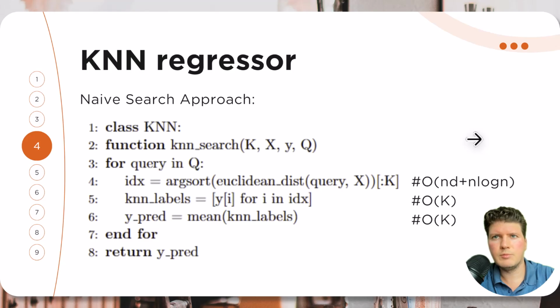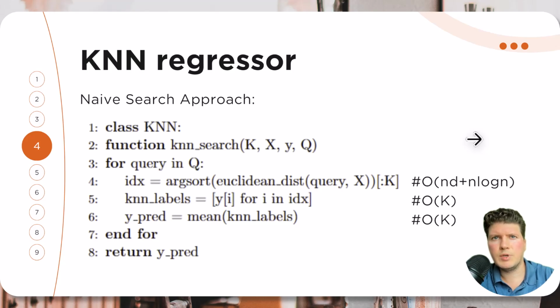To make things a little more concrete, let's take a look at the pseudocode for the exact KNN regressor algorithm. Here we have a function KNN search that takes in the parameter k, the training dataset x, and the associated training labels y, and the query or test points q. For each query point, we do the following. We compute the distance, in this case Euclidean, between the query point and all the training points in the dataset. Then we sort the distances from the smallest to largest and select top k nearest neighbor indices.